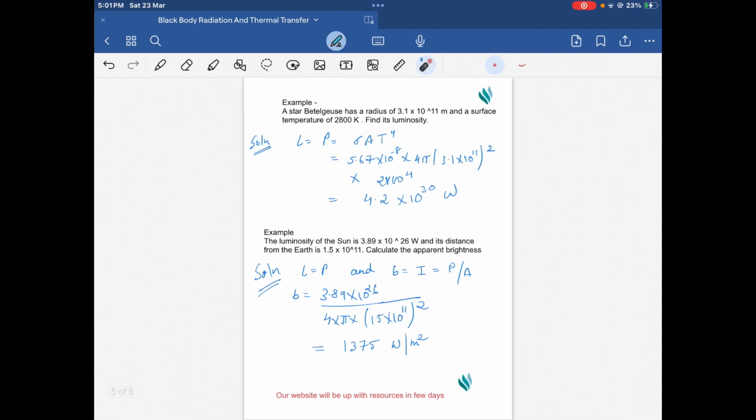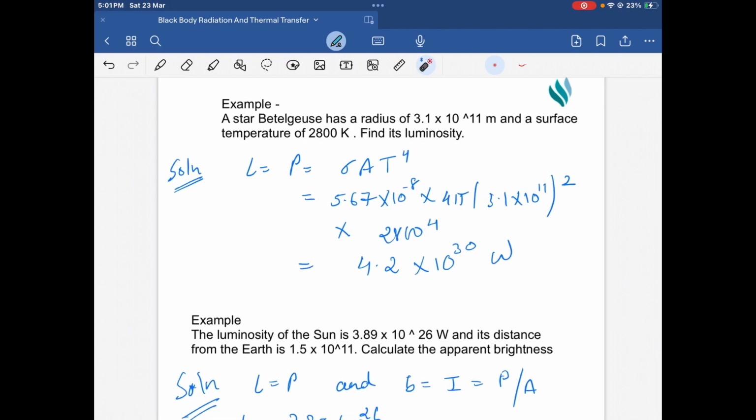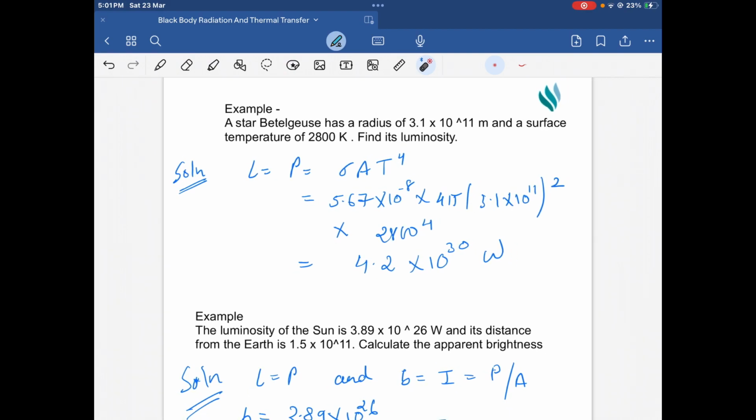Coming back to the next question, applying the same concepts on astrophysics parameters. It says a star Betelgeuse has a radius of 3.1 into 10 to the power 11 meter and a surface temperature of 2800 Kelvin. Find its luminosity.